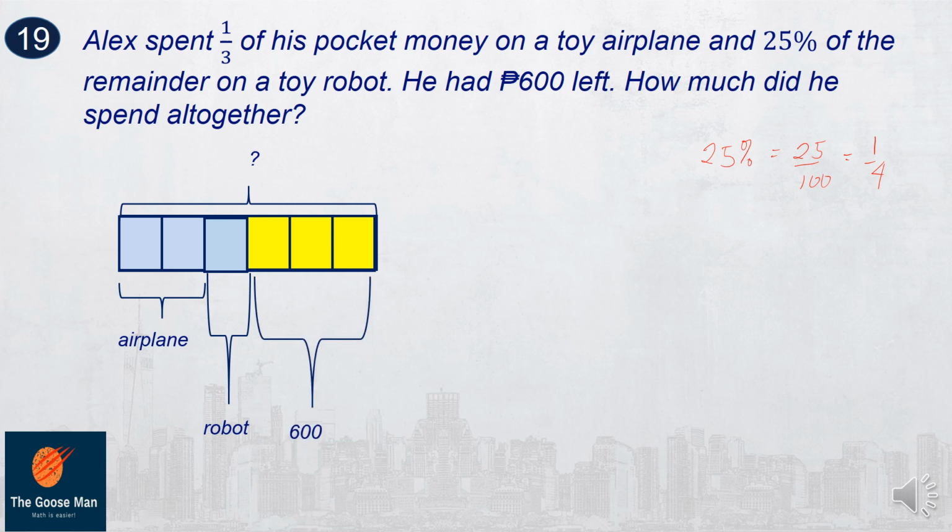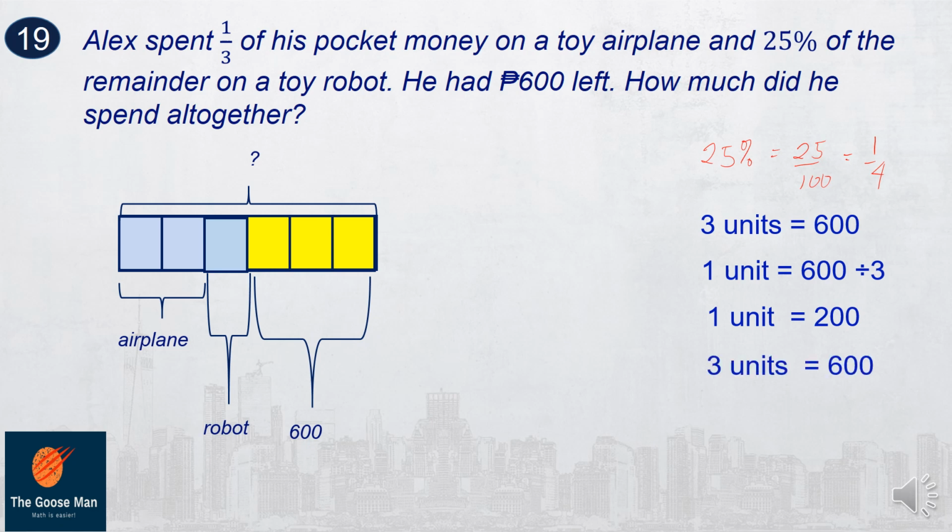Next, so there are 600 pesos left. So by analyzing the illustration, we can say that 3 units is equal to 600 pesos. 1 unit is equal to 600 divided by 3, or 1 unit is equal to 200 pesos. Since from the illustration we can see that there are 3 units dedicated for the amount spent altogether, we have 3 units is equal to 600. So therefore, we spent 600 pesos altogether.